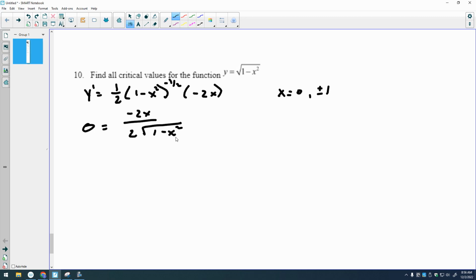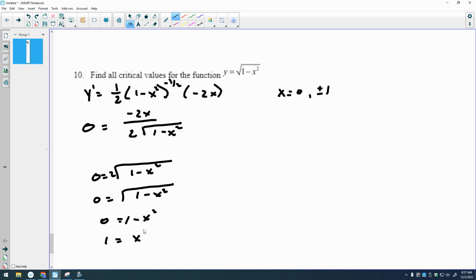Okay. Can we all see that this is 0 at plus or minus 1? Hopefully we can. If not, you would set that equal to 0. 0 equals, and there's a 2 here. Divide by 2, and I get 0 equals the square root of that. Square both sides, and I get 1 minus x squared equals 0, then 1 equals x squared, square root, and I get plus or minus 1.